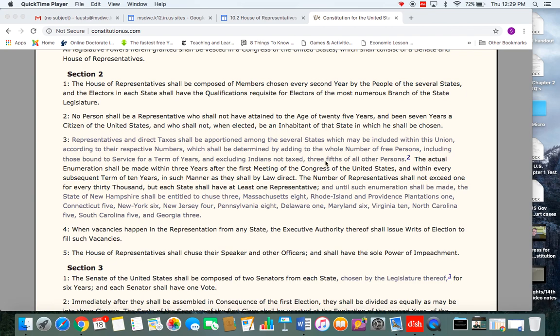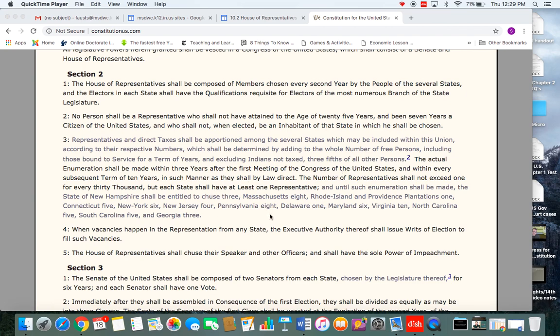How are we going to determine the number per state since it's based on population? It says we are going to determine the number per state by adding to the whole number of free persons, including those bound to service for a term of years, that's people who are in jail, and excluding Indians not taxed, 3/5 of all other persons. So once again, we don't want to use the term slavery, but this is who that's referring to. We're going to count all the free persons, and then we're going to count 3/5 of the slaves.